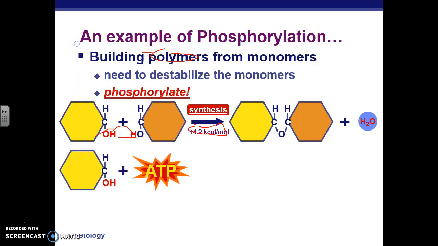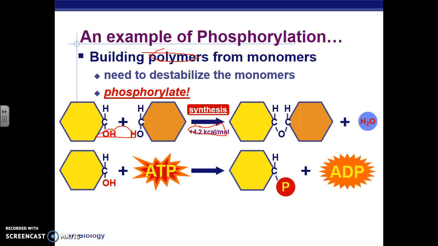Well, if we take a look at the next part of the picture, we phosphorylate the molecules that need to do the reaction. If you take a look here, we've added a phosphate group to the yellow carbohydrate. These are two monosaccharides that we're joining together to make a disaccharide. And this destabilizes the molecule. By adding a phosphate group to this sugar, it destabilizes and it wants to react. Notice by removing that phosphate group, we turned ATP into ADP.